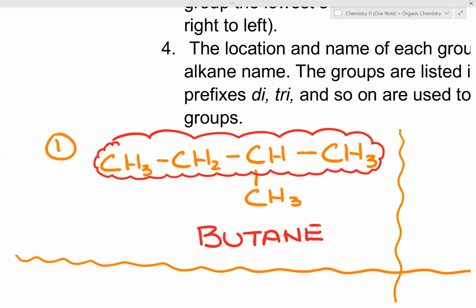Now, notice there's this little hanging on thingy. Okay. This is a 1 carbon. What is 1 carbon called when it is attached? Methyl. So here, this is methyl.